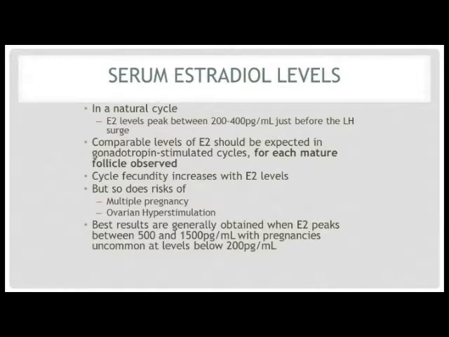So again, if you're stimulating somebody and the estrogen level with a peak follicle is only 150, the success rate drops. And part of that is egg quality. That is just a definition of egg quality. Cycle fecundity increases with E2 levels. The best levels, what we're looking for, are 500 to 1,500. And we usually don't get pregnancies when they're less than 200.